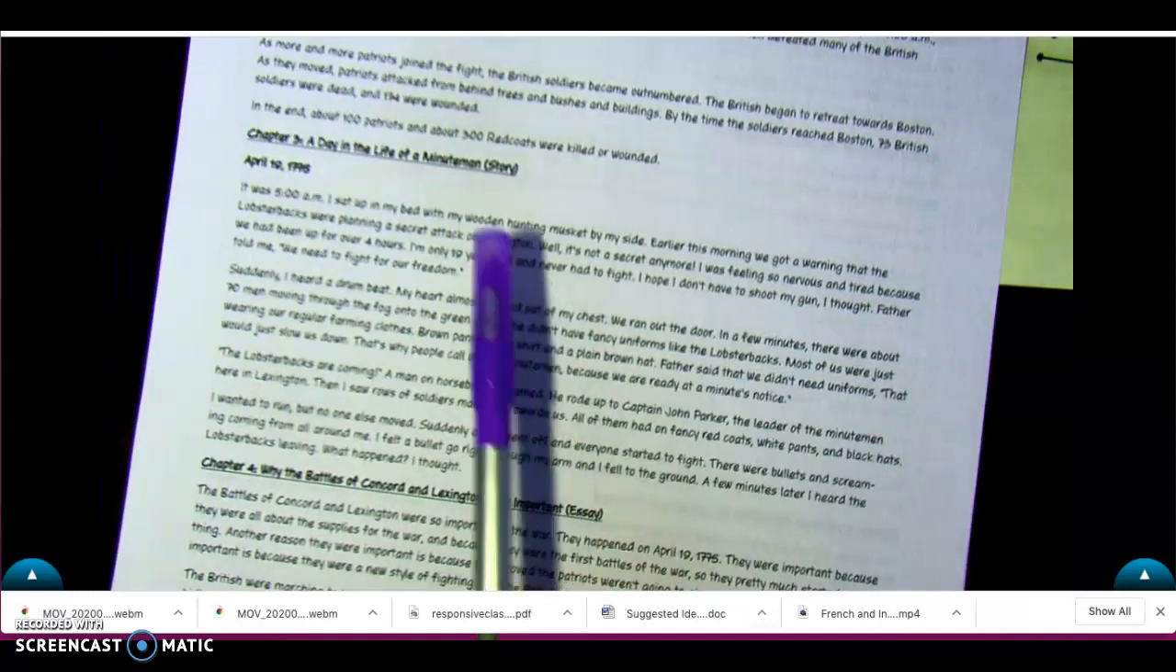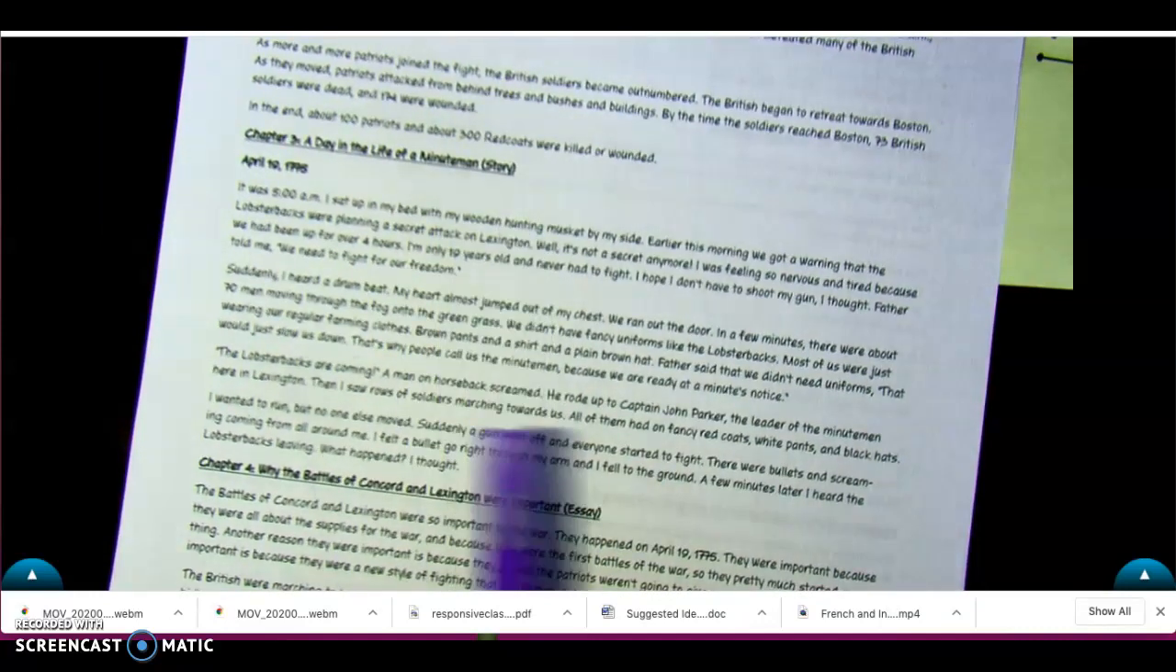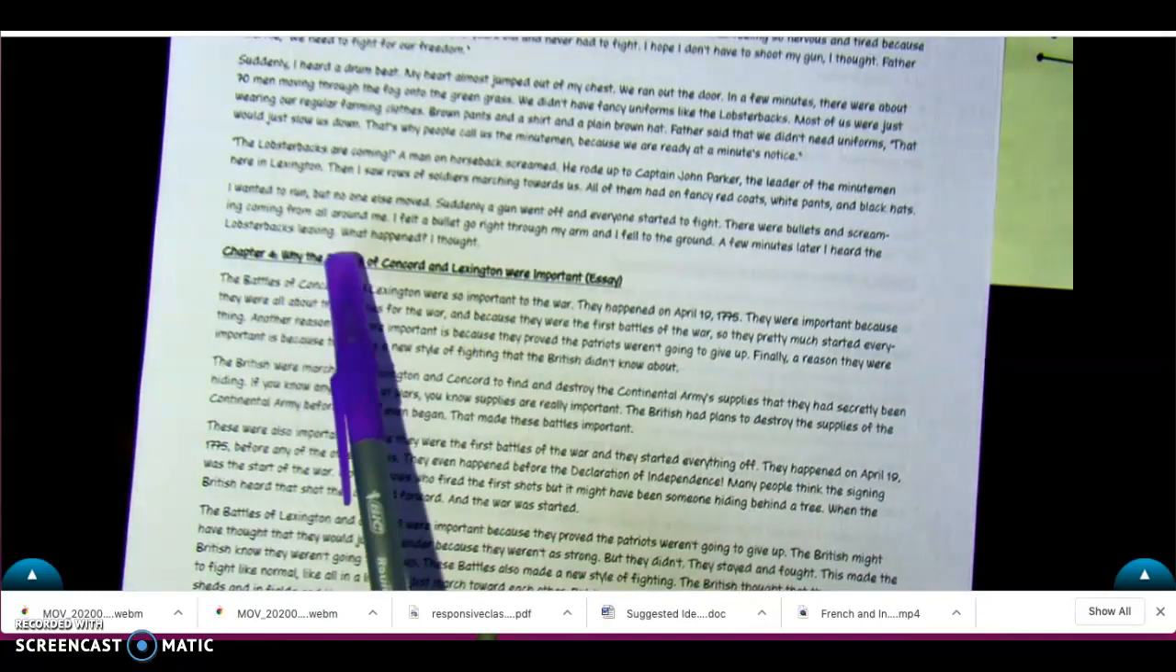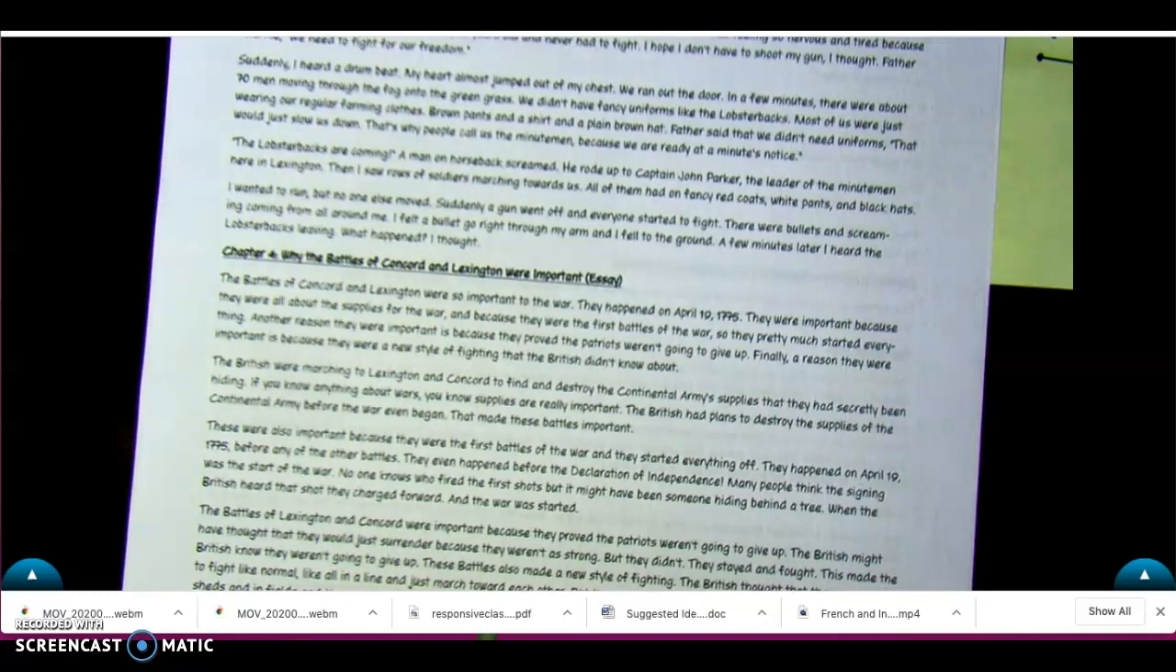Okay, chapter 3, the student decided to do a day in the life of. Okay, so kind of like a diary entry. And chapter 4, why the battles of Lexington and Concord were important.